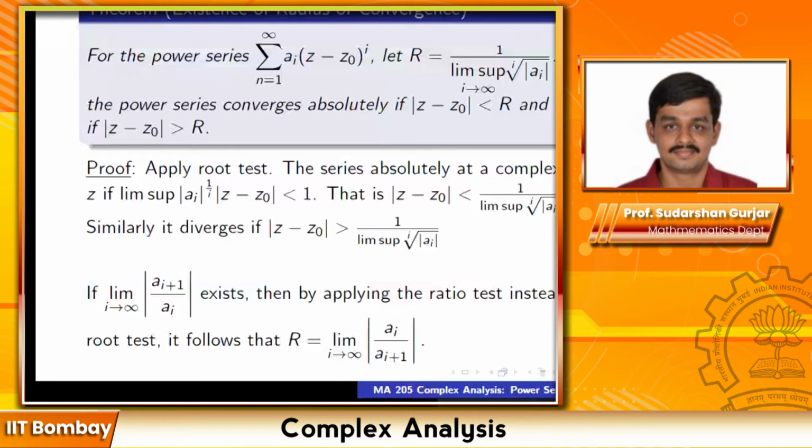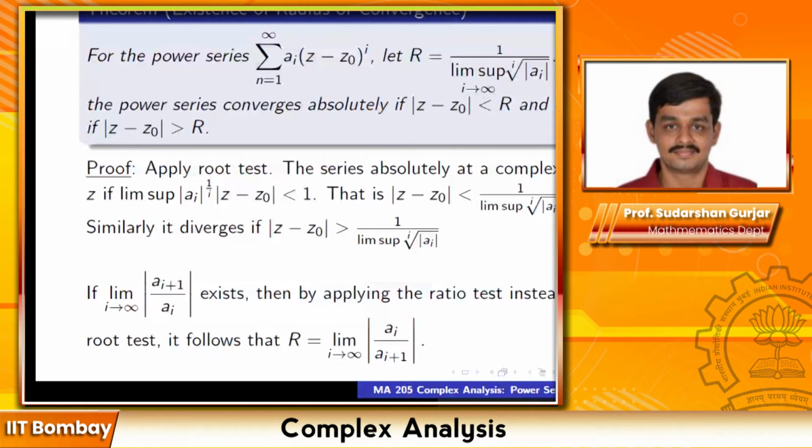Sorry, could you please say that once again? Yes, if the limit does not exist but the lim sup exists, and it is less than 1, then also the series is convergent. But how do we define the R in that case, because the limit is not existing? I can only use this formula in the special case when the limit exists. Otherwise you'll have to use the root test.